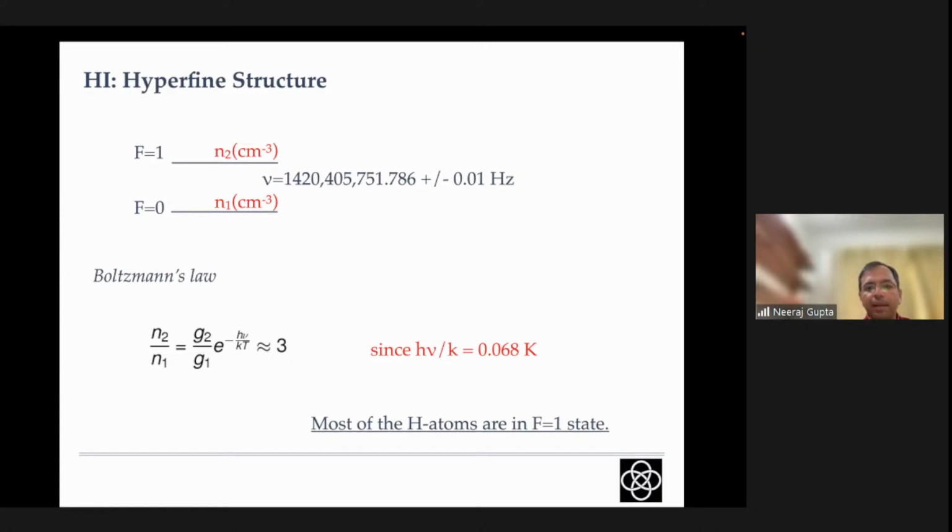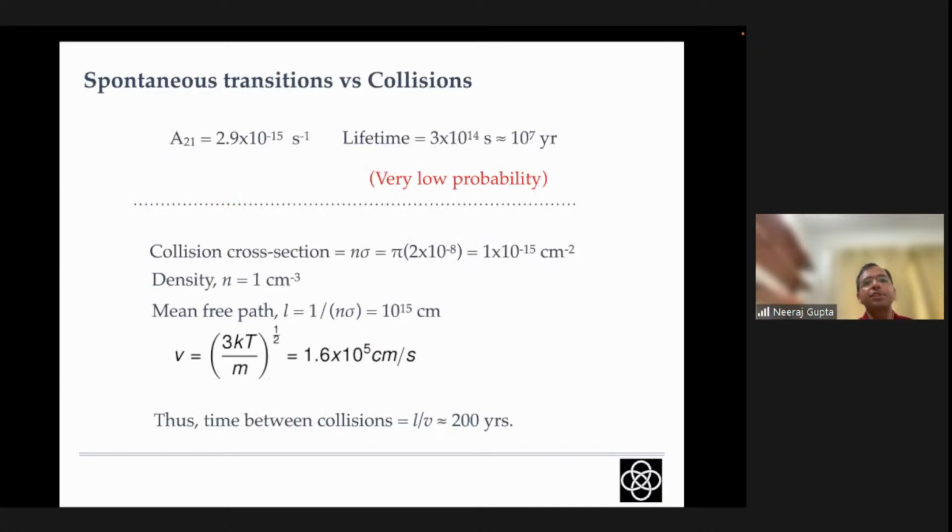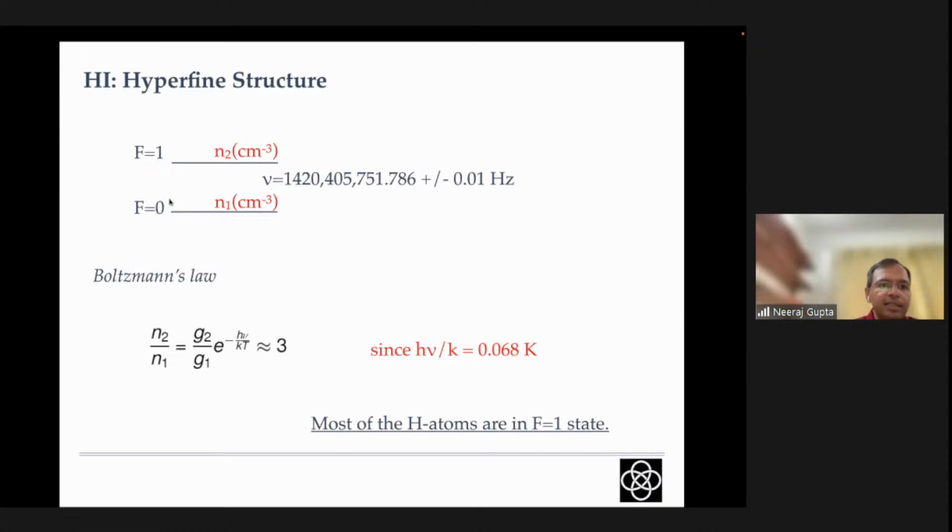In the case of Lyman alpha, if you look at it, most of the atoms would actually be in the ground state of hydrogen. They would not be in the excited state. And why is that the case? That is something which is related to Einstein's A coefficient, which actually represents the spontaneous transition probability from the excited state to the ground state.